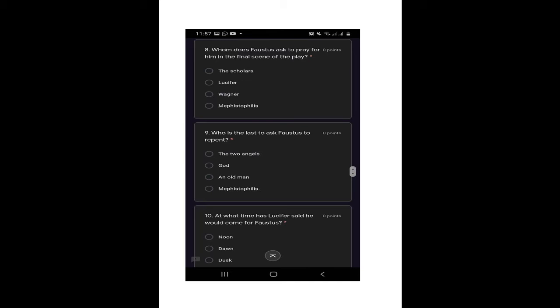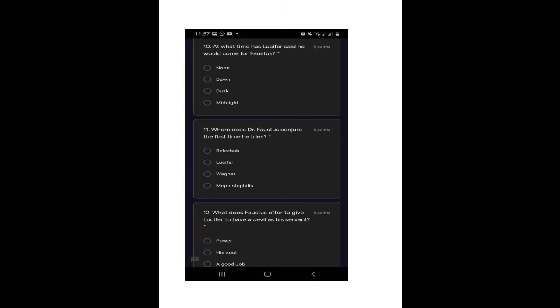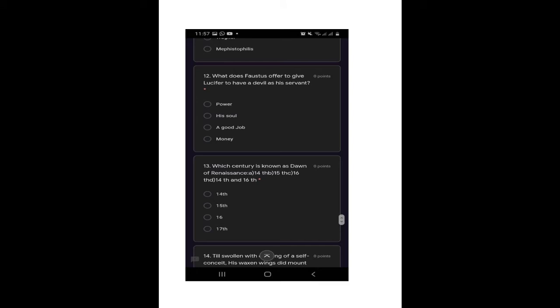MCQ number 10. At what time has Lucifer said he would come for Faustus? So I think the option is midnight here. And 11th one is whom does Dr. Faustus conjure the first time he tries? So this is Mephistopheles. 12th one. What does Faustus offer to give Lucifer to have a devil as his servant? So the option is his soul. 13th one. Which century is known as dawn of Renaissance? The option is 16th century.